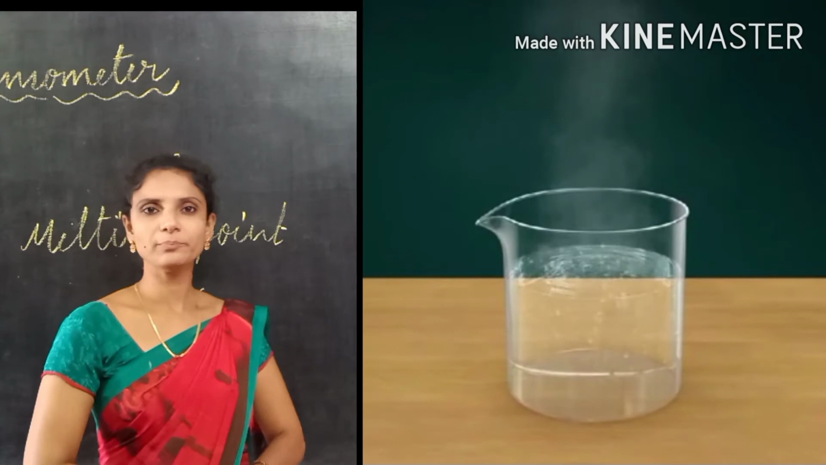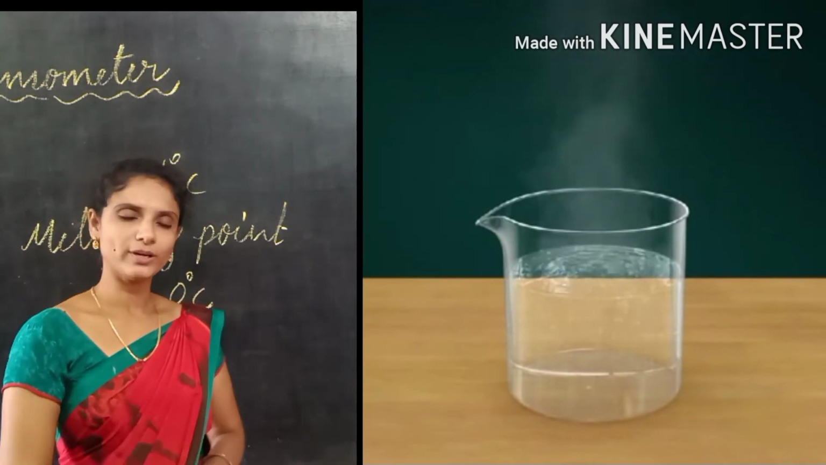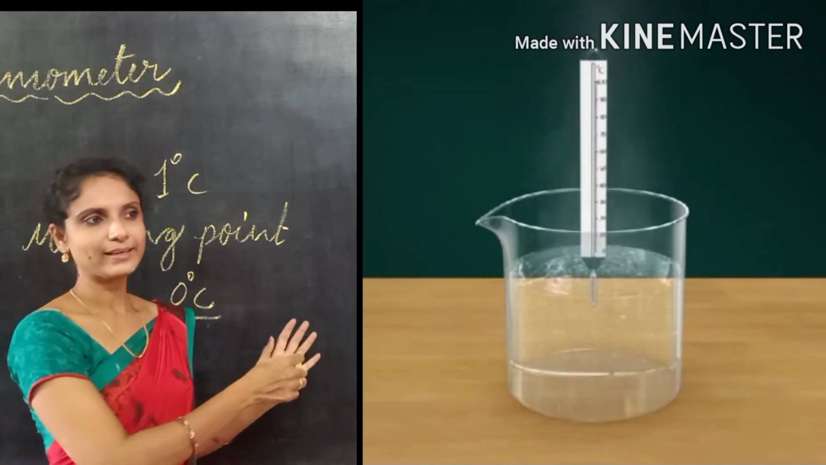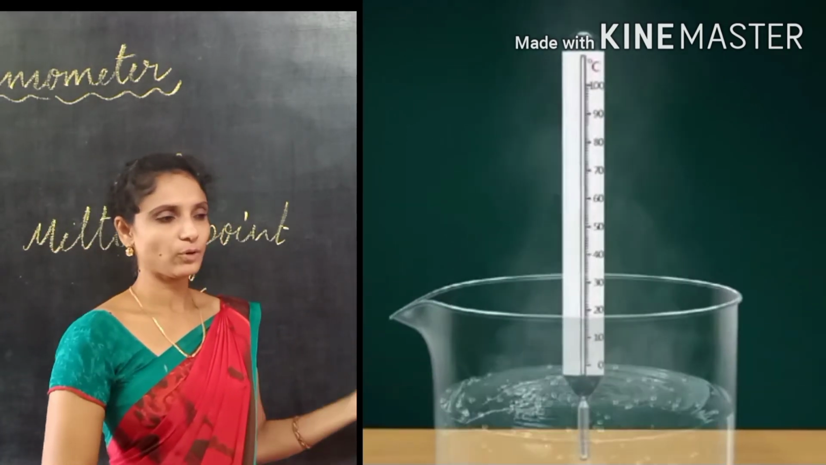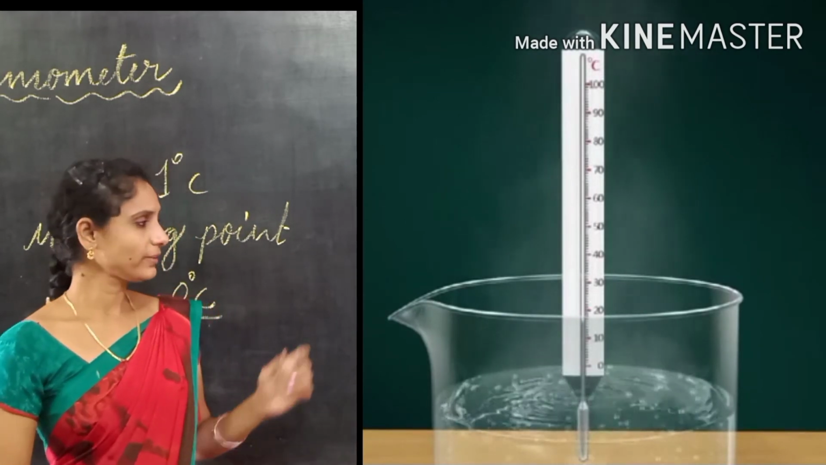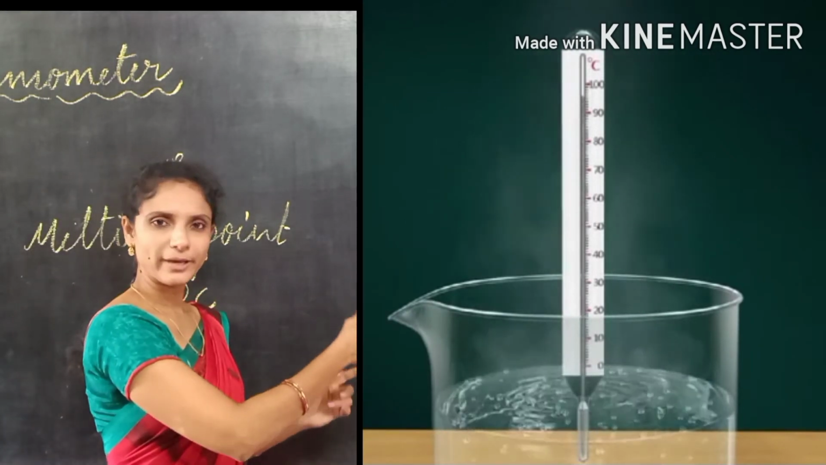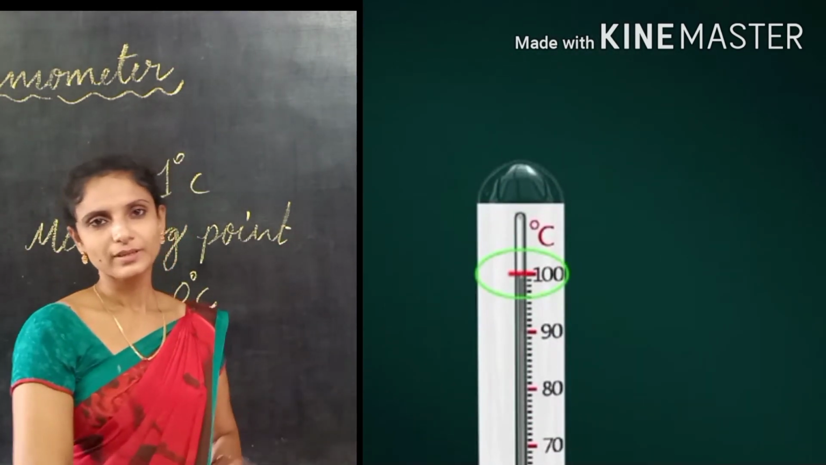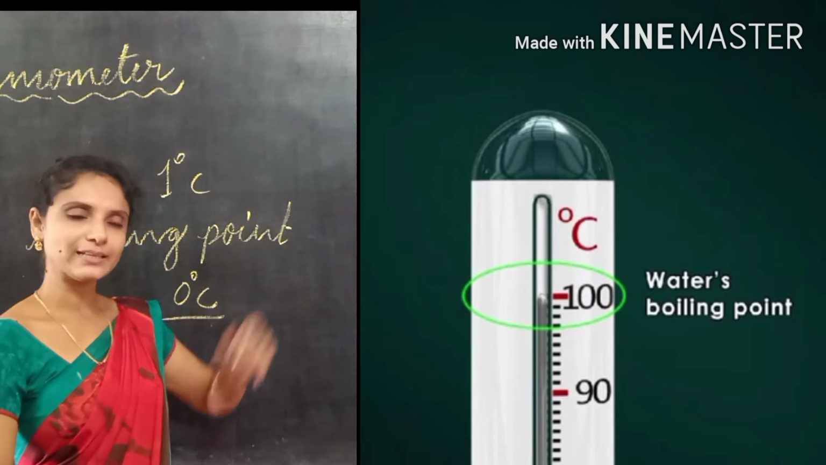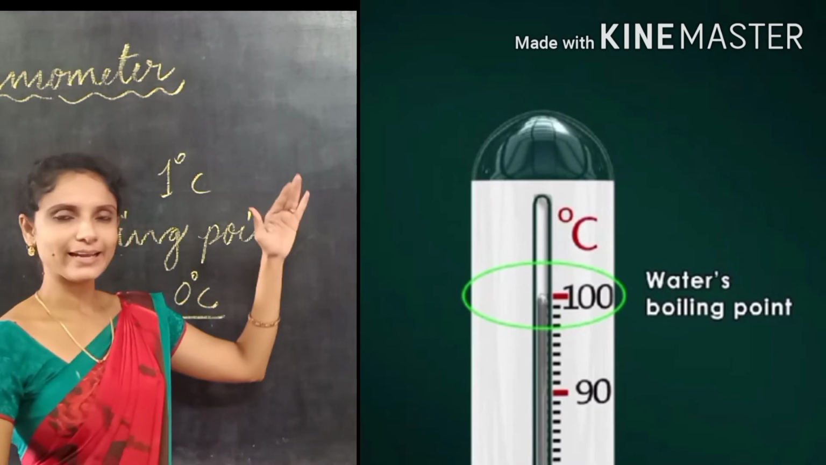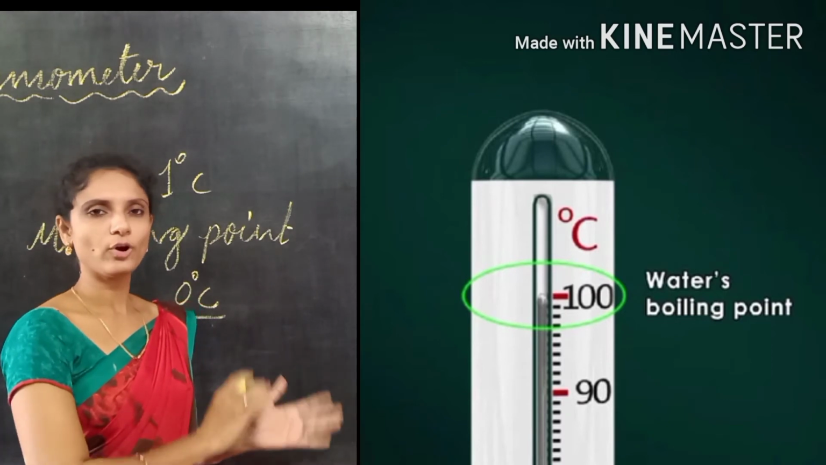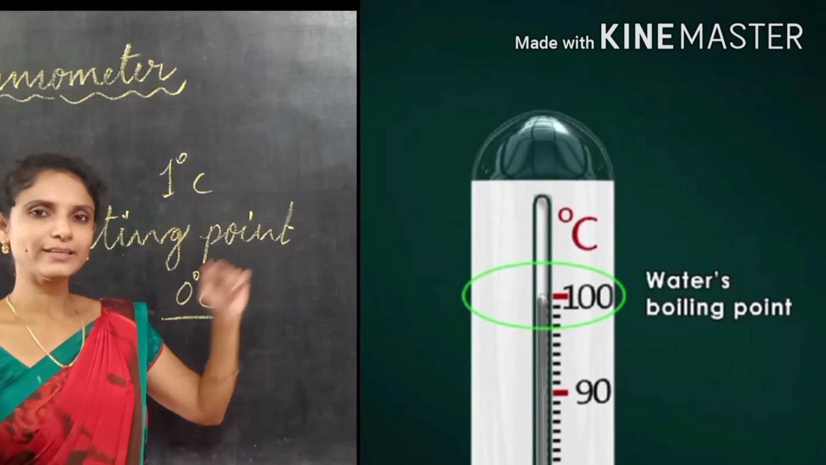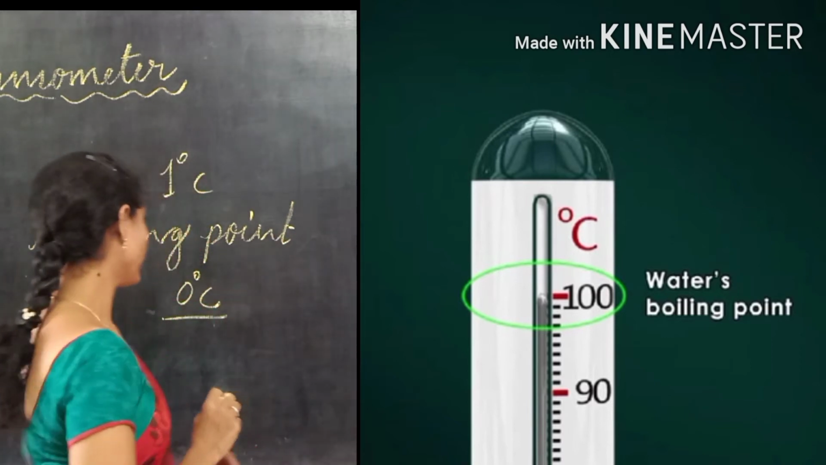Now take a beaker, pour some water and immerse the thermometer. Now slowly increase the temperature, that is, start to heat the water. We can observe that slowly the level of mercury in the thermometer increases. As we give heat to the water, the level of mercury increases and it settles at one point beyond which it does not move or expand. That point is called the boiling point of water.